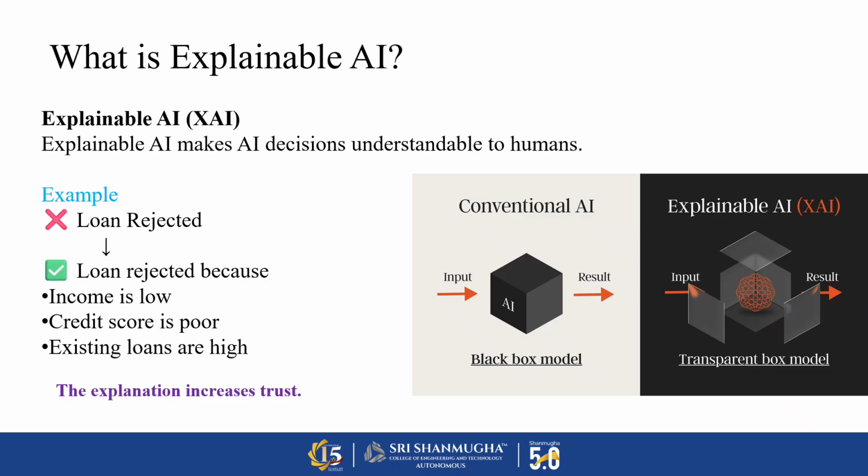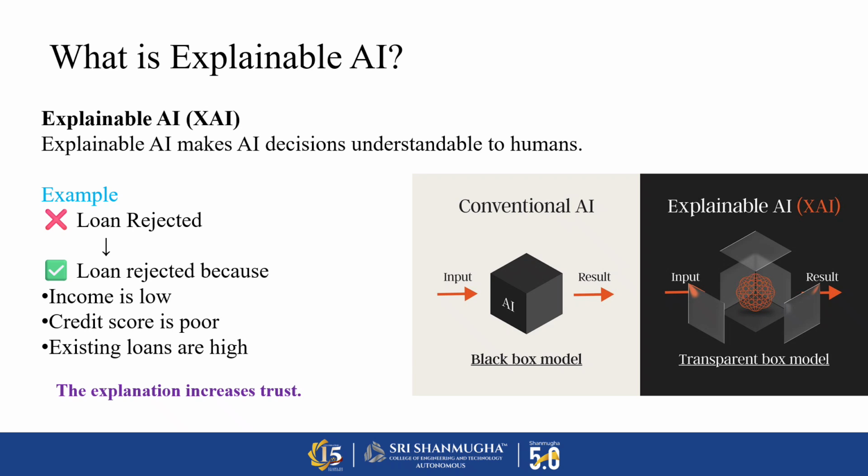Next one is explainable AI. Explainable AI makes AI decisions understandable to human beings. For example, whether a person can get a loan or not based on the given data set. The bank officer says that using the AI model, the loan is rejected. Without the customer knowing the reason why it is rejected, it is very difficult for the human. So in order to overcome that, explainable artificial intelligence helps us.